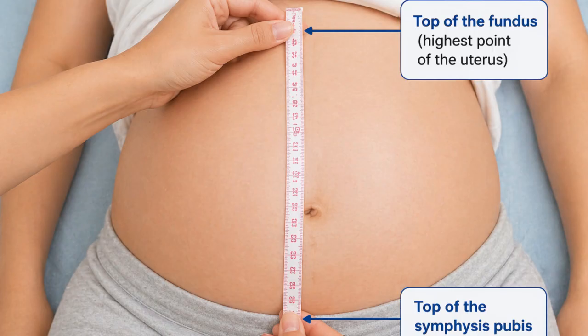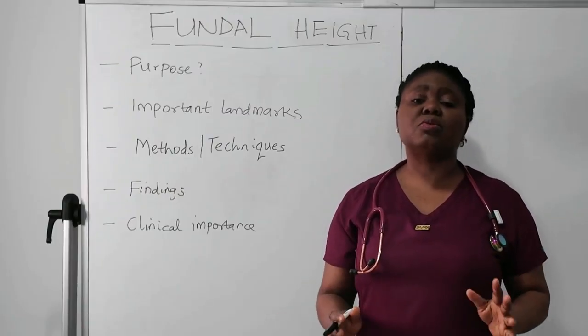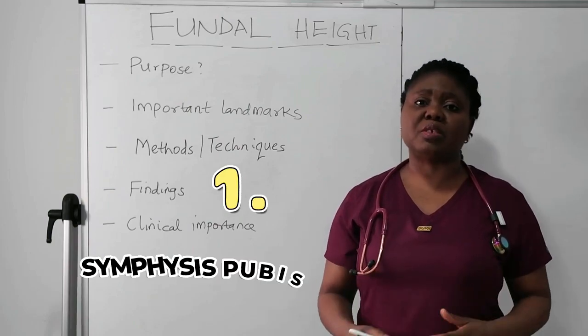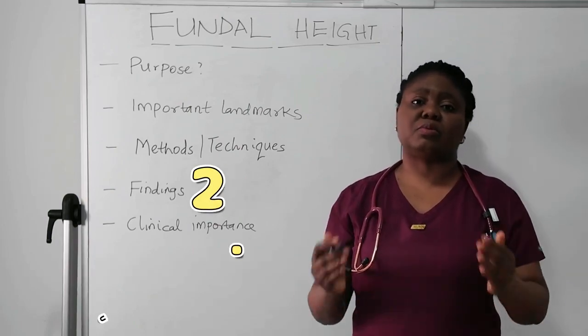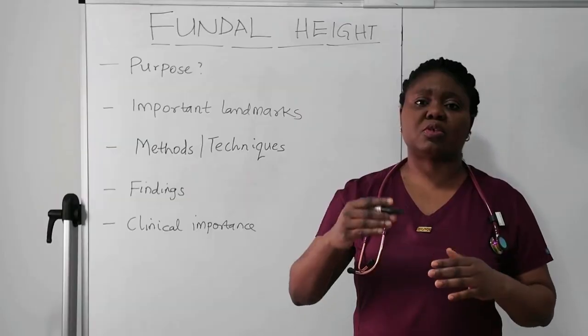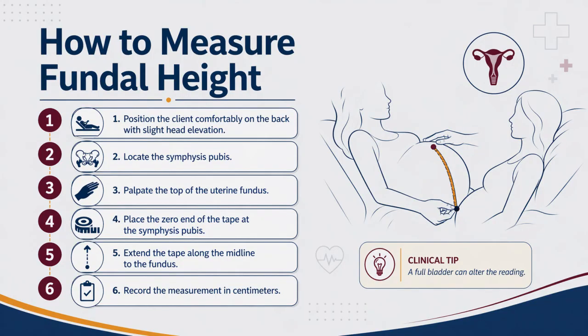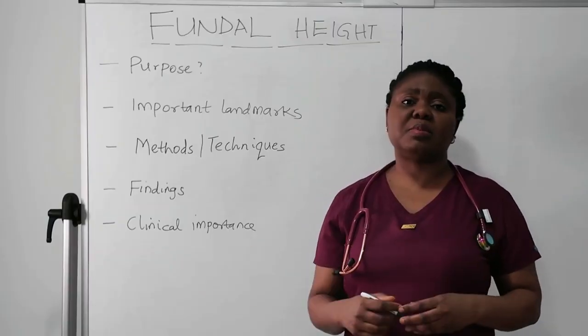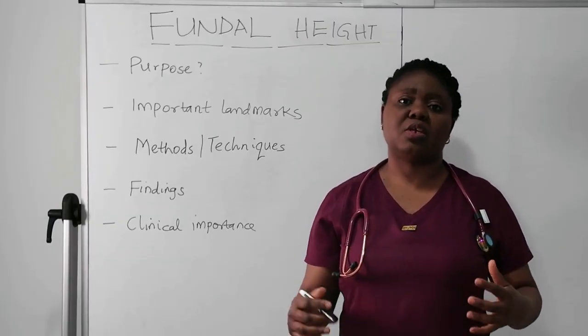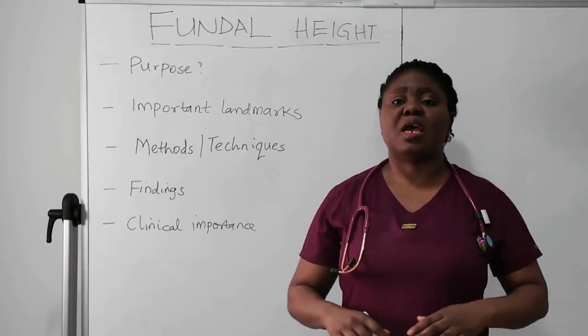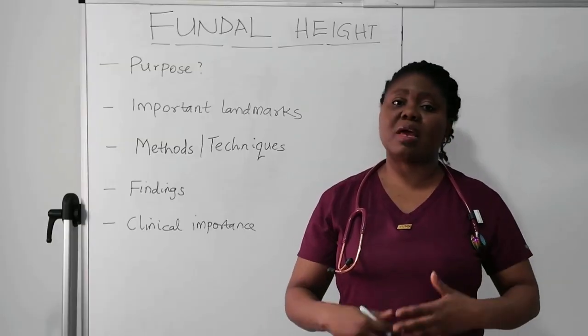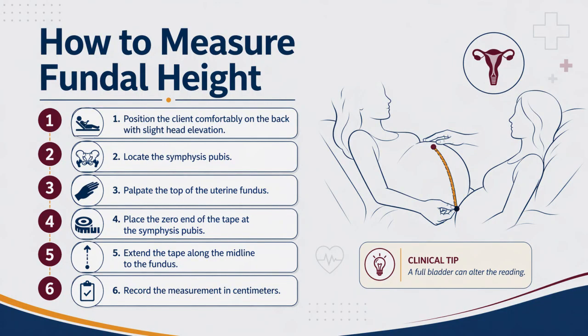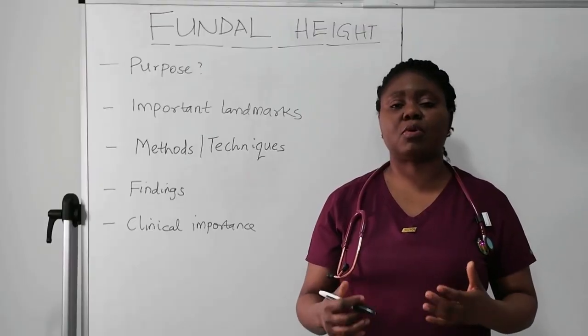Next is important landmarks. For fundal height measurement, the two most important landmarks you need to know are, one, the symphysis pubis, and the other one is the fundus, the top of the uterus. Now for the methods or techniques, we'll be using these two landmarks. We'll be using a tape in centimeters. This tape should not stretch so that we can get an accurate measurement. And this woman first needs to empty the bladder and lie in supine position. You can raise the head a little bit and ask them to flex their knees for comfort.